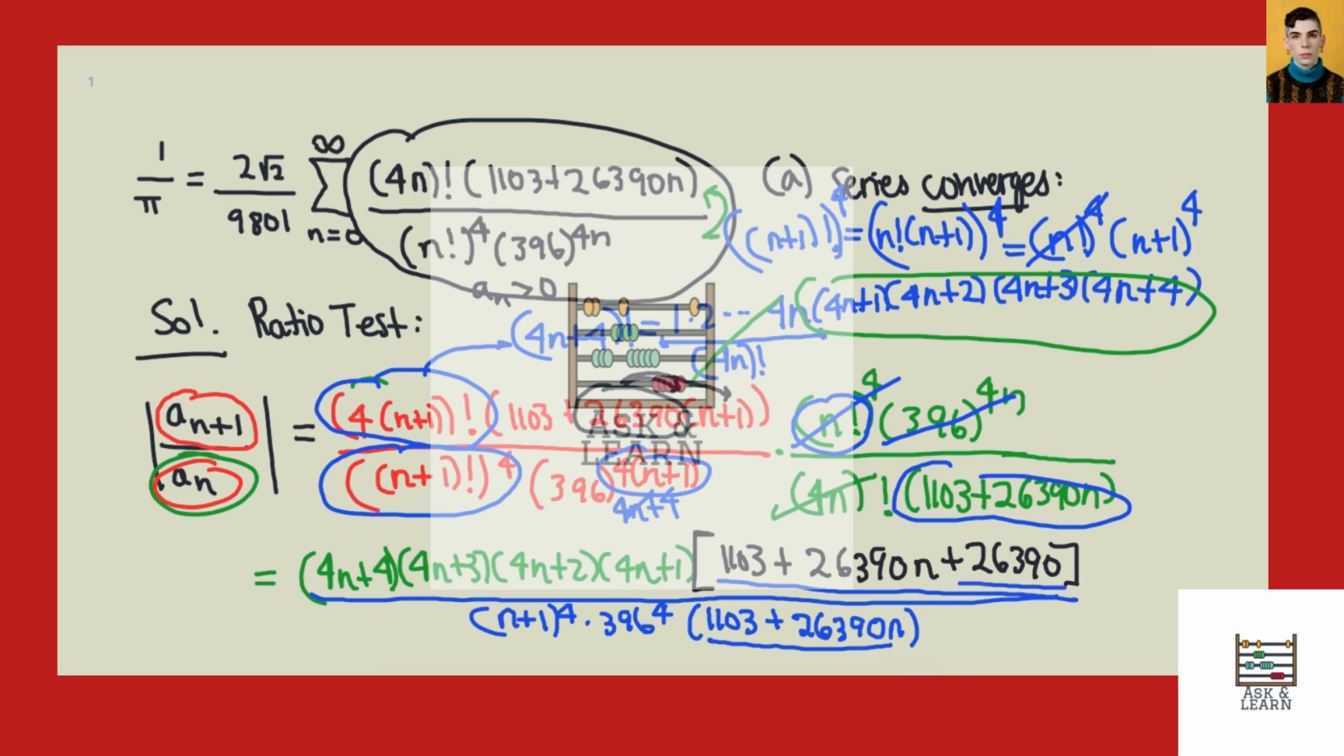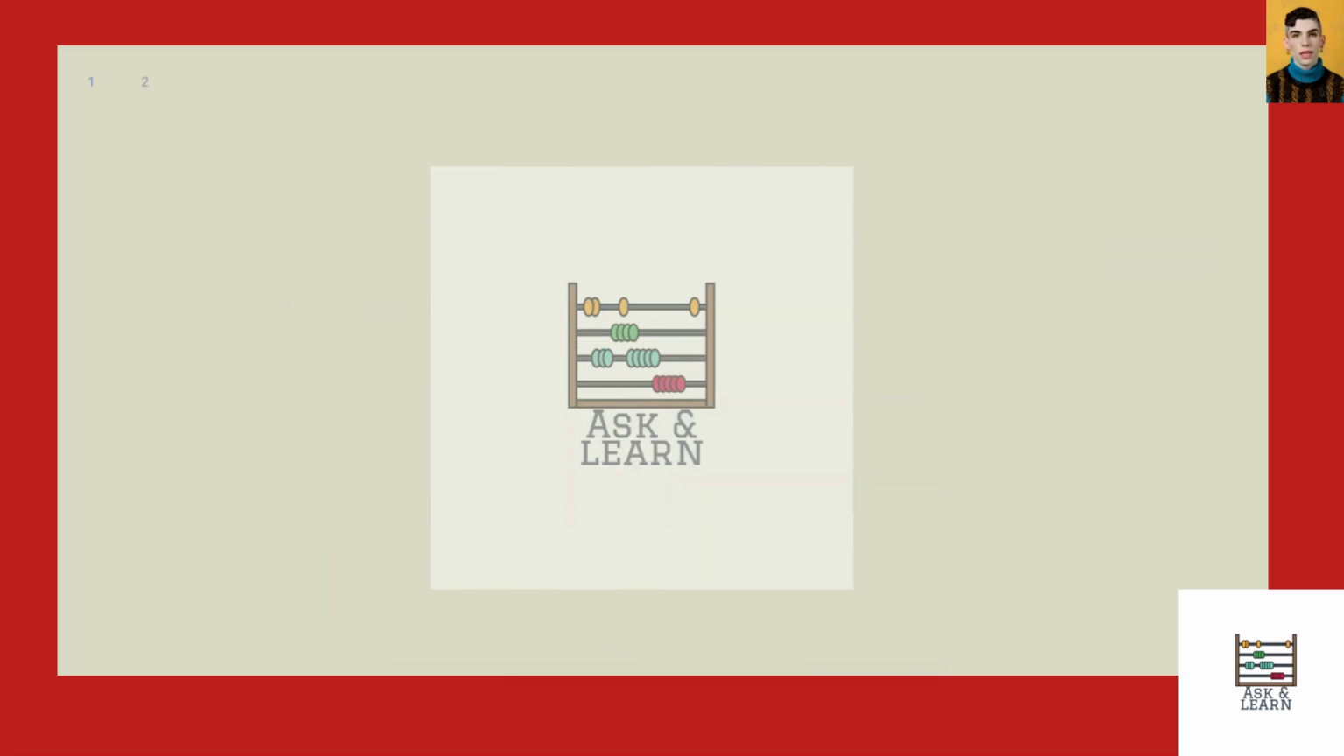Well, I'm running out of room here, so I'll go on to the next page, picking up where I left off. Okay, so from the previous page, we can factor out a 4. I'll pull out a 4 from the 4n plus 4, and the remaining terms I'll leave as they are.